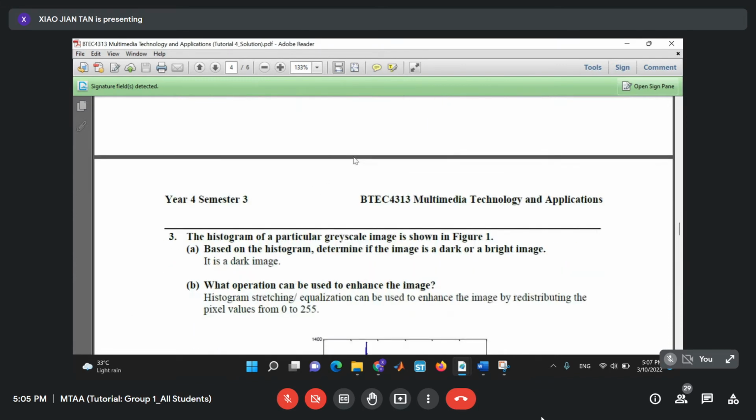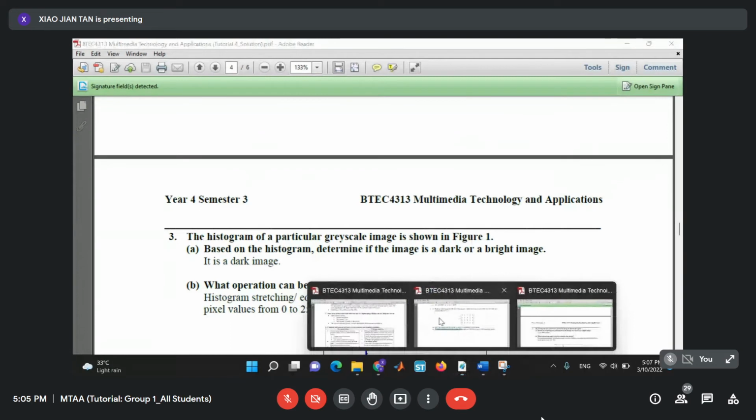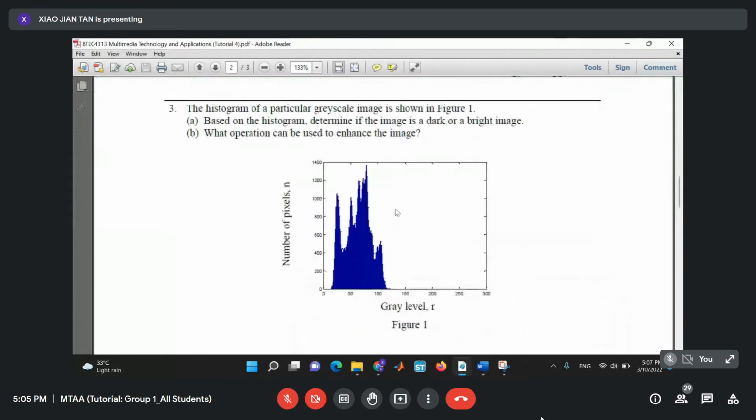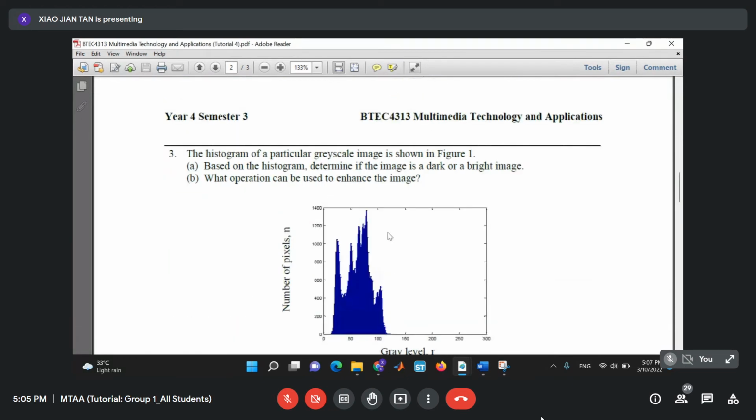Okay, question 3. Let us see the original. The histogram of a particular grayscale image is shown in figure 1. Based on the histogram, determine if the image is dark or bright. What operation can be used to enhance the image? Okay, this is very simple.